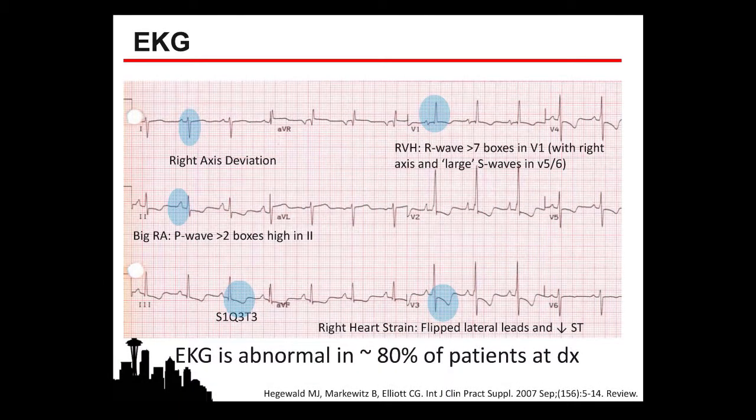And so how is it abnormal? They've got right axis deviation. They've got a big right atrium. The S1Q3T3 is not just for pulmonary embolism, it's any kind of right heart strain.